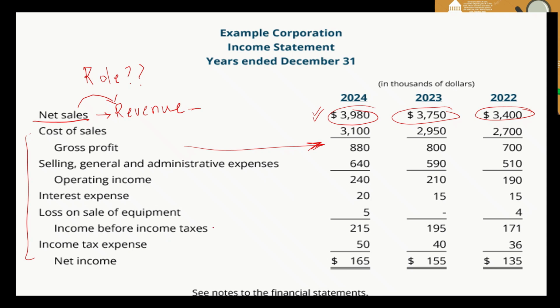Income before taxes, you get EBT. Then after deducting tax expense, you get net income. So finally, you get the net income picture. Okay, and this is only possible when you have revenue in your income statement. Without revenue, you cannot do any of the calculations.